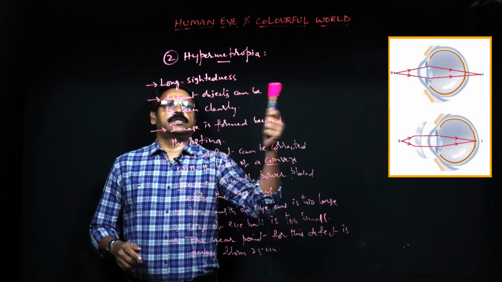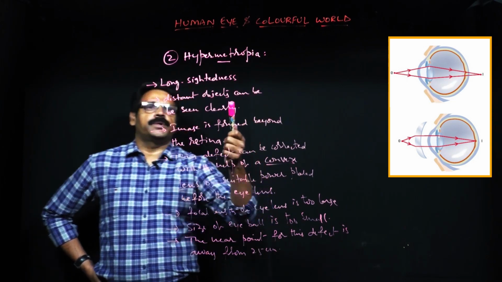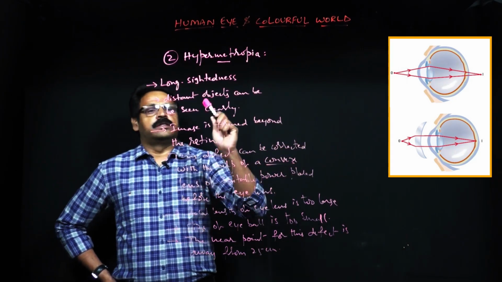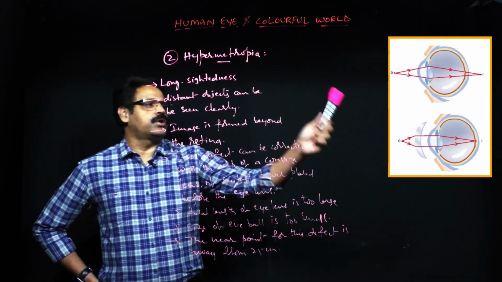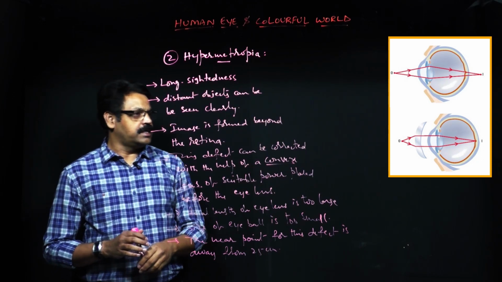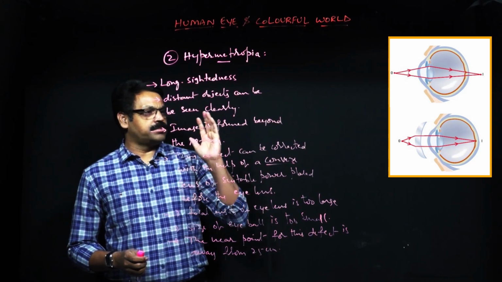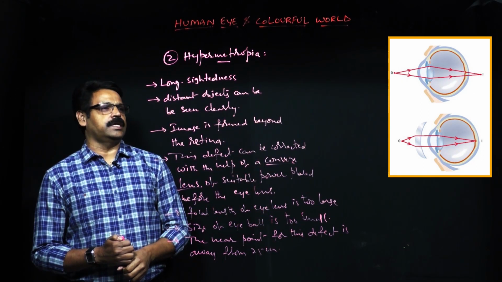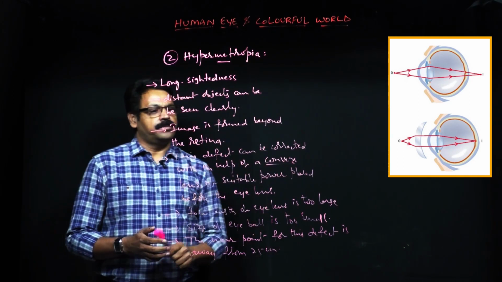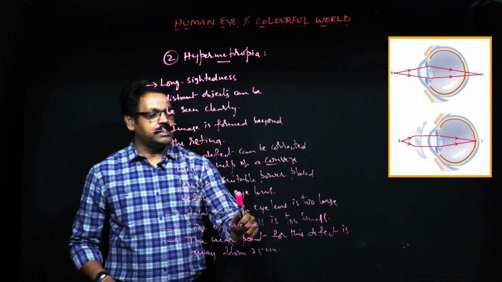We will now look at the second type of defect of an eye, that is hypermetropia. Look at the figure, and as per the figure you can see that the image is formed beyond the retina. Generally, whenever the image is formed on the retina, that can be seen clearly, but here in this case it is a long-sightedness defect. That means only the objects at long distances can be seen clearly, and the image is formed beyond the retina. This defect can be corrected with the help of a convex lens of suitable power placed before the eye lens.